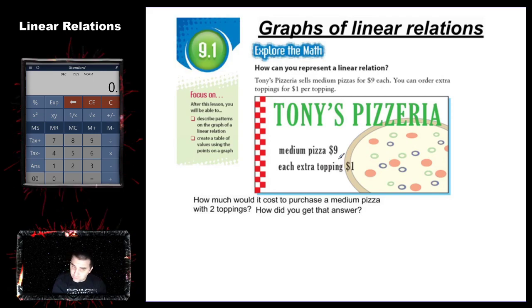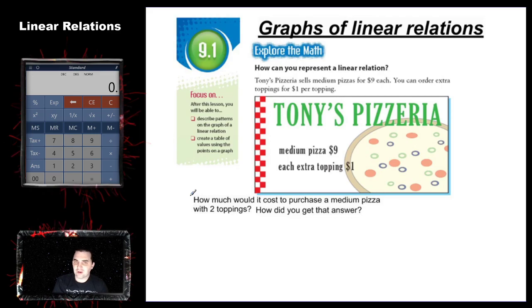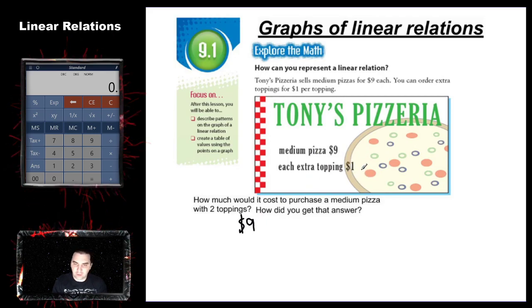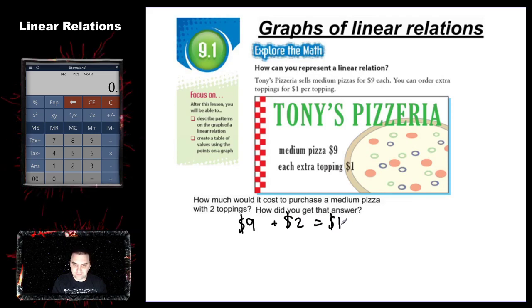So if you wanted to purchase something that was 2 toppings, you should be able to do this in your head pretty easily. Just take a second now, think about this. How much would a medium pizza with 2 toppings cost? You probably said $11. I'd be surprised if you got that one wrong. And you probably did it like this. Well, I know it's $9, definitely. And then 2 toppings, and each topping is $1, so that's an extra $2. $1 plus $1 is $2, so that's $11.